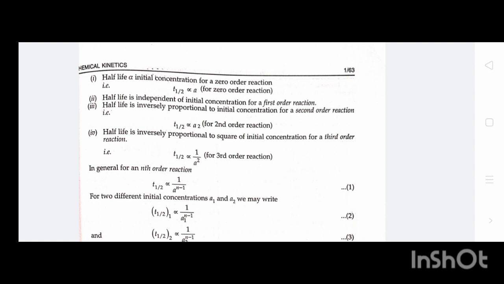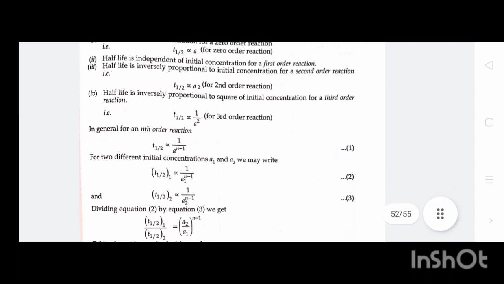Second, half-life is independent of initial concentration for a first order reaction. Third, half-life is inversely proportional to the concentration for a second order reaction. T half is directly proportional to A square for second order reaction. Half-life is inversely proportional to the square of initial concentration for a third order reaction.